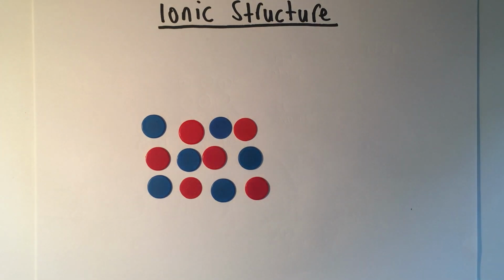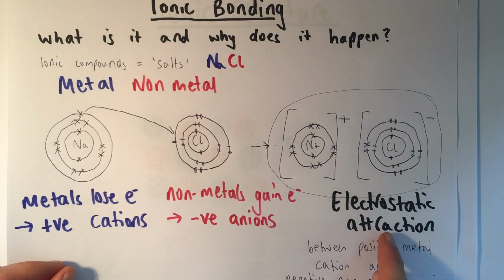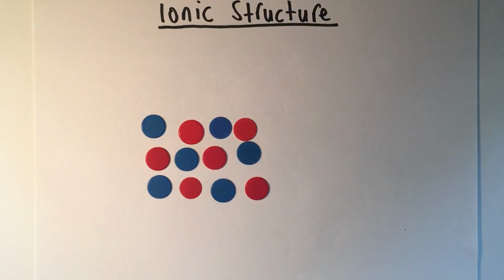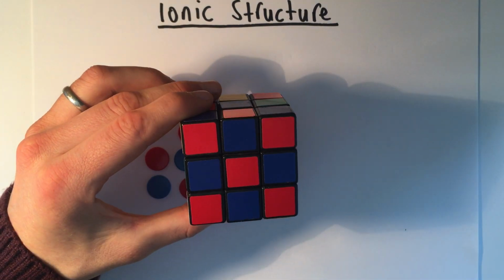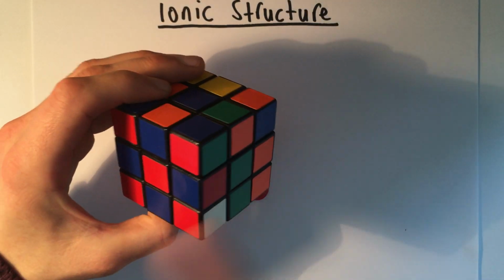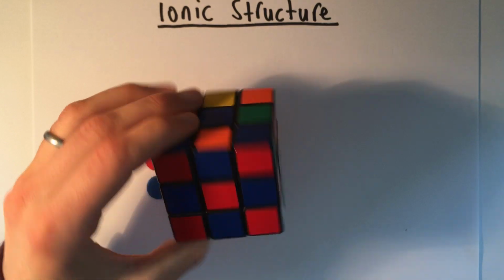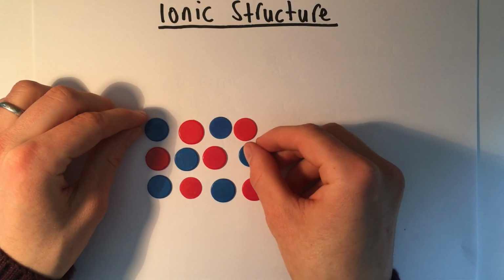And this is what ionic bonding is, which I explained in that other video. We call it electrostatic attraction. That's what holds ionic compounds together. In reality, it's a 3D structure, so we've got billions of ions going in rows and in columns and in the third dimension as well. But we can't show that very easily in a diagram, so we draw a 2D slice of it.